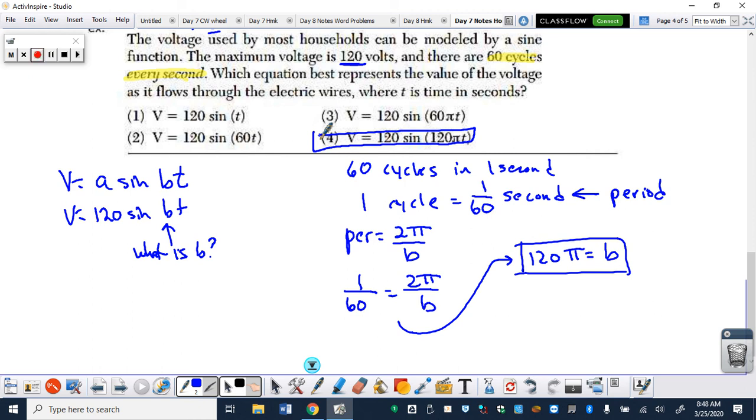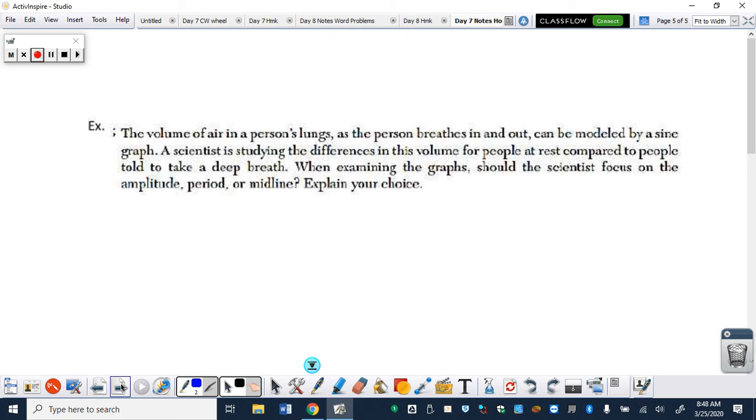The volume of air in a person's lungs as the person breathes in and out can be modeled by a sine graph. A scientist is studying the differences in this volume for people at rest compared to people told to take a deep breath. When examining the graphs, should the scientist focus on the amplitude, period, or midline? So let's see, it's a sine curve. And it actually says right here in the first sentence, the volume of air can be modeled by a sine curve. So that means that volume will be on the y-axis, and x would be the time.